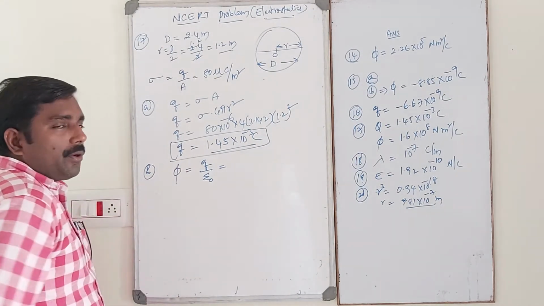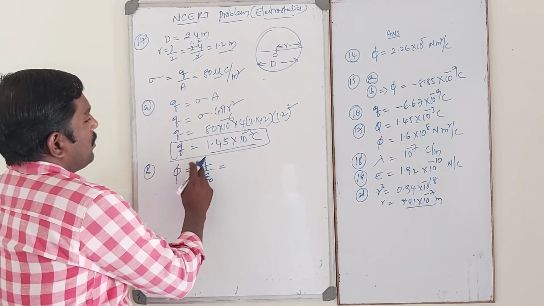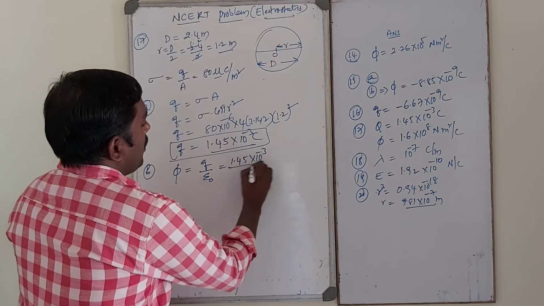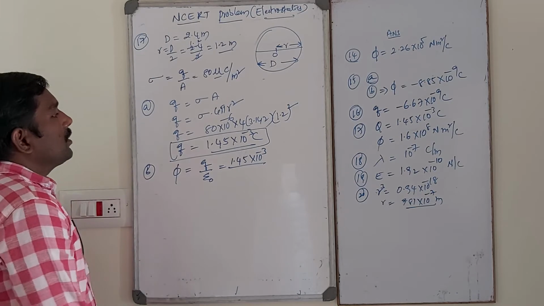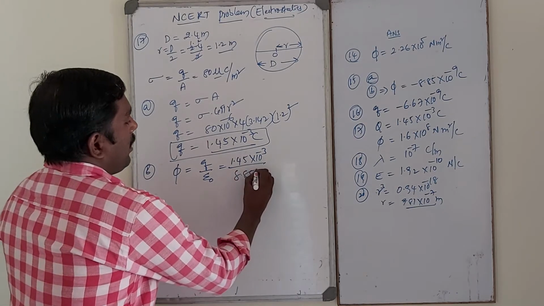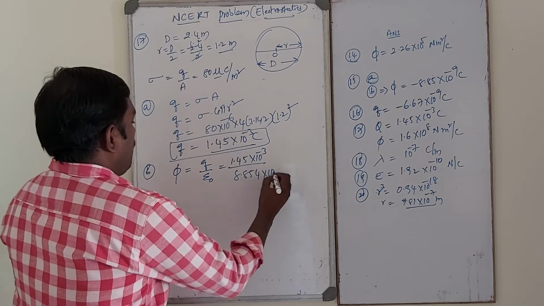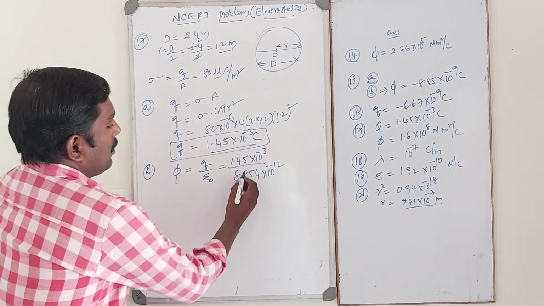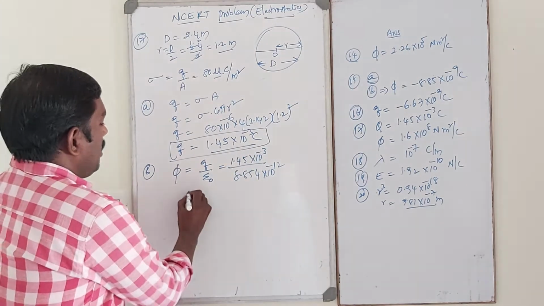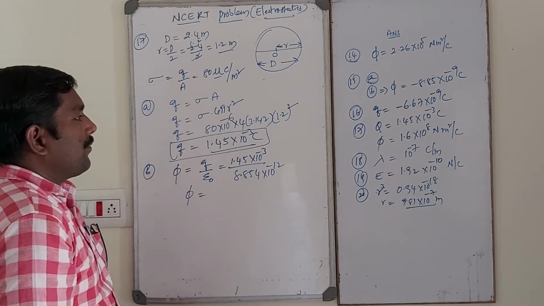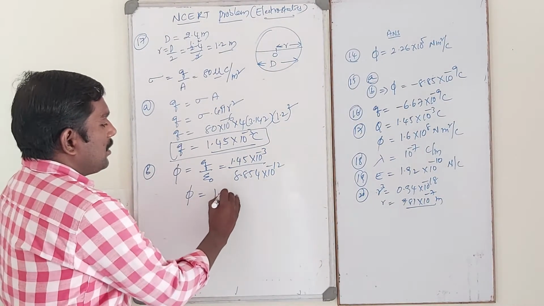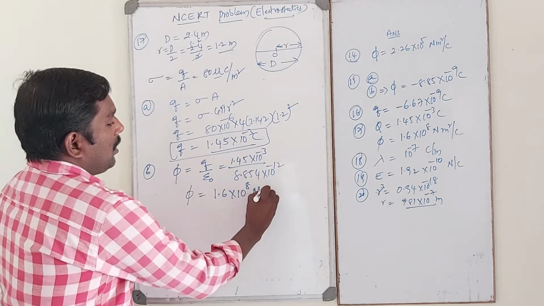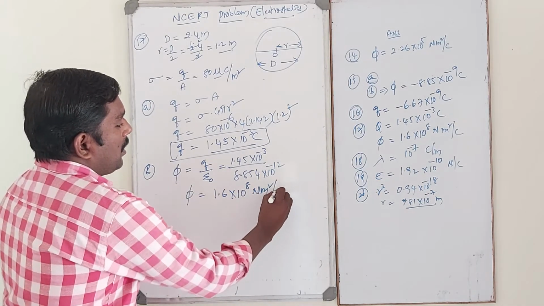So what is the value of Q? So like this, 1.45 into 10 power minus 3 divided by epsilon naught value, it is a constant, 8.854 into 10 power minus 12. So by using calculator, solve this. The final answer is 1.6 into 10 to the power of 8 Newton meter square by coulomb.